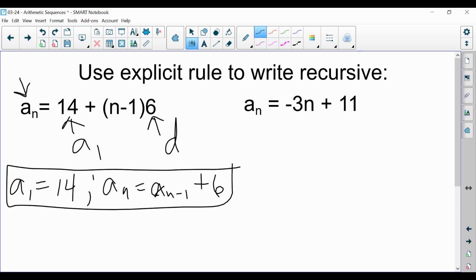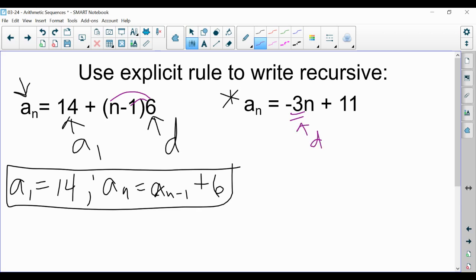Okay. Now, what if it's not in the nice split up form with the parentheses where we can tell where a sub 1 and d are? What if it is just in our simplified or distributed form, like this second example here? Well, if it is, we still know or can see our common difference. Because remember, this 6, when I distribute it, it's going to multiply by the n. And there's nothing that changes that, right? So it doesn't get multiplied or added by anything else after that point. So we're always going to be able to see our common difference because it's going to be our slope. It's going to be the number that is being multiplied by our variable n.